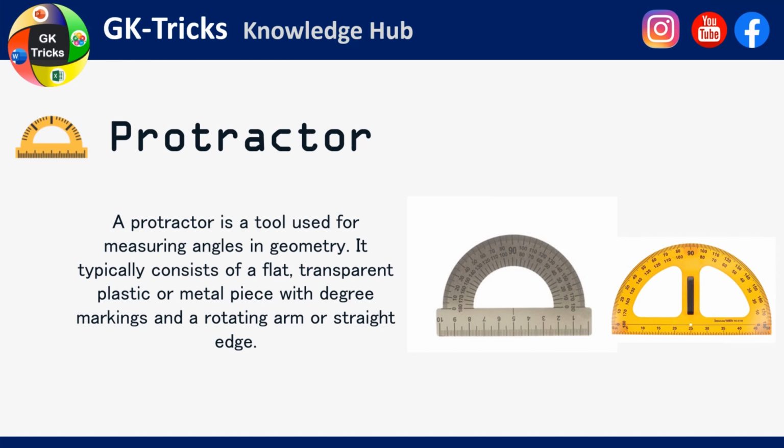Protractor. A protractor is a tool used for measuring angles in geometry. It typically consists of a flat, transparent plastic or metal piece with degree markings and a rotating arm or straight edge.